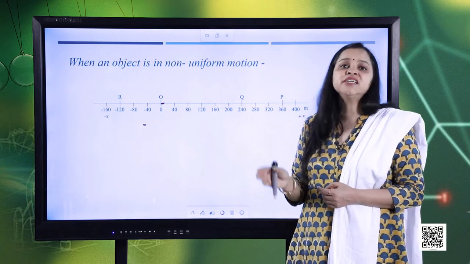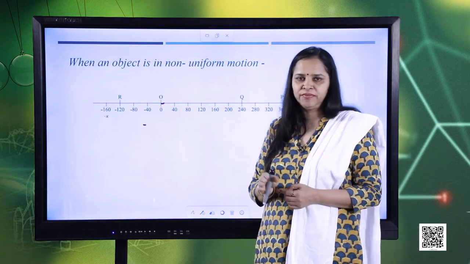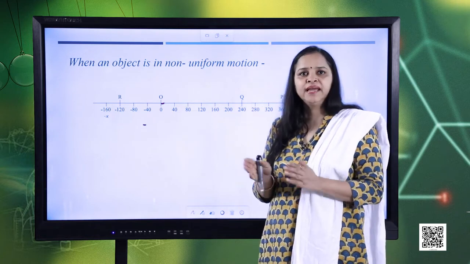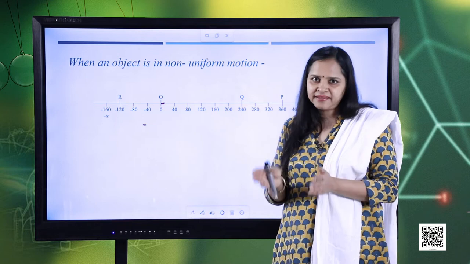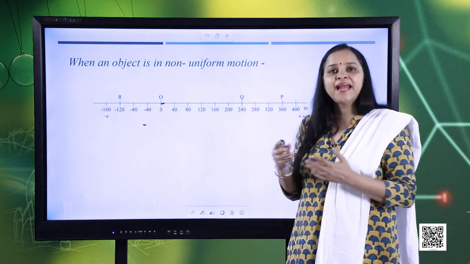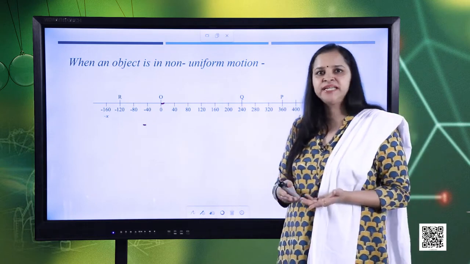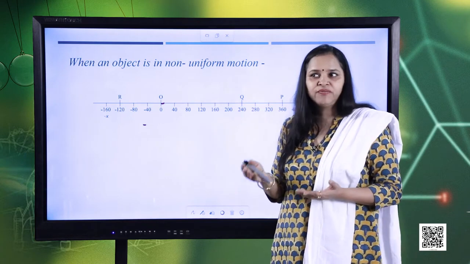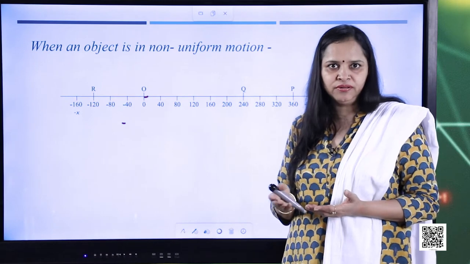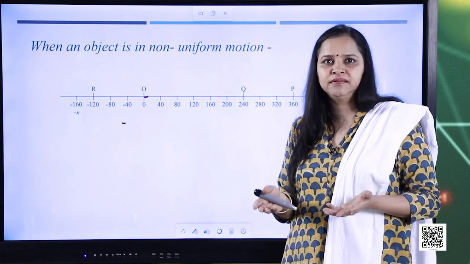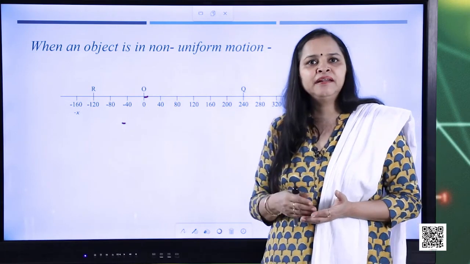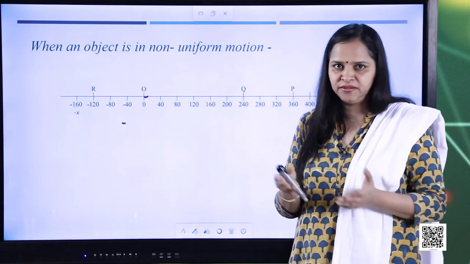Such a motion is called non-uniform, wherein the distance travelled or the displacement is unequal in the same interval of time. And actually this is the only practical situation in our day-to-day life when we see vehicles moving on the road. When we drive a vehicle on the road, when we are doing a journey, when we are traveling in any vehicle, then how does that vehicle travel?